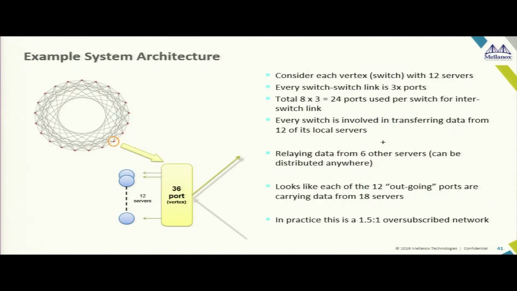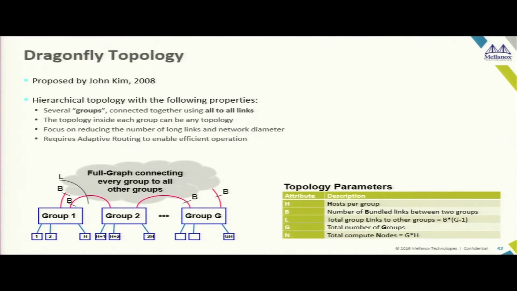An example system architecture is to take a 36-port switch, connect 12 servers, and use 24 links for connecting to different sets of destinations. Like this, there is something called a Dragonfly topology. All current generation and coming generation Cray systems are made using the Dragonfly topology. Dragonfly is a topology in which you define a group of servers connected to a switch, and then you interconnect multiple of these groups in a full mesh.